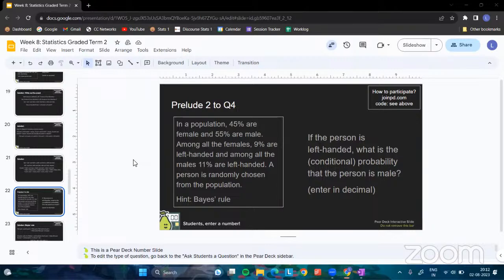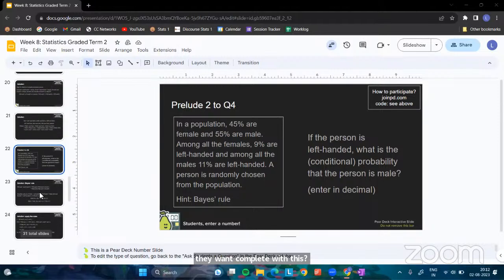So shall we start solving this question? Has everyone completed this? If you want more time, I can give you some more time as well.